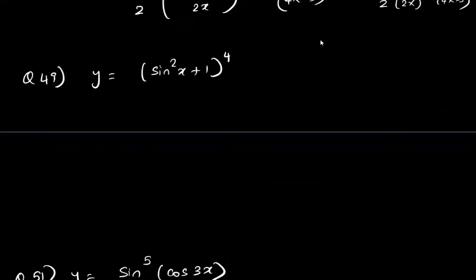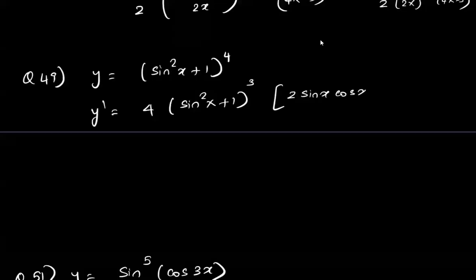Okay, so here the outermost function is again the power function. So I'm going to do that, and then times the derivative of the inner function. Sine squared is itself a chain rule again. So that derivative is 2 sine x cosine x. And that's it. So that will be your answer.